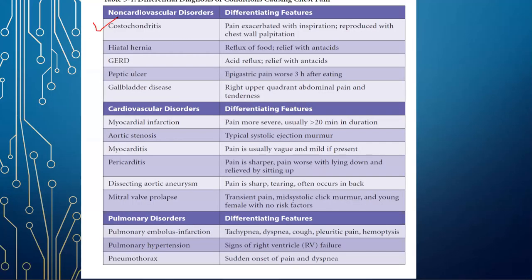Other than those, costochondritis. Remember costochondritis: if you do chest palpation, the patient will have tenderness in the costochondral region and the pain is also exacerbated with inspiration. Gastroesophageal reflux disease, the pain will be a central burning kind of chest pain. So central chest pain which feels like burning and usually gets worse after lying down and gets better with bending forward.